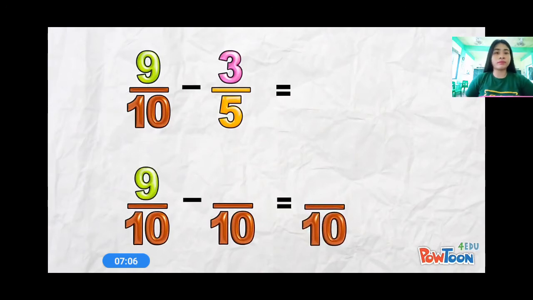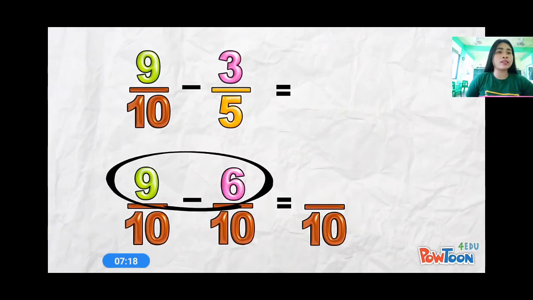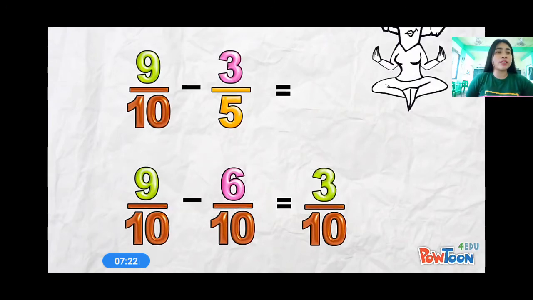We multiply 5 by 2 to get 10, so we multiply the numerator by 2. And that gives us 6/10. And then we're going to minus 9 and 6. 9 minus 6 is 3. So the final answer is 3/10.